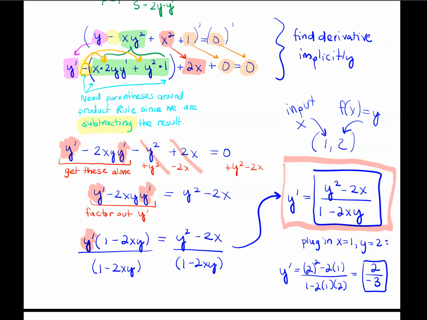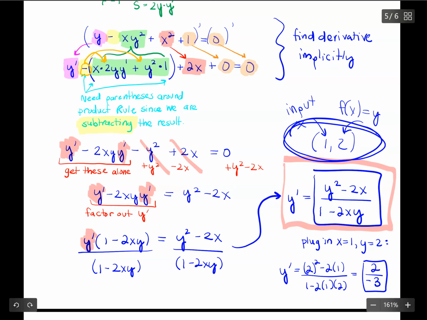That's telling me, so y prime is telling me the derivative of the line tangent to the graph at this ordered pair. So if I could graph the equation that they gave me, and I could locate the ordered pair, the point 1, 2, if I located that point and I dashed in that tangent line, the slope of the tangent line would be negative 2/3.